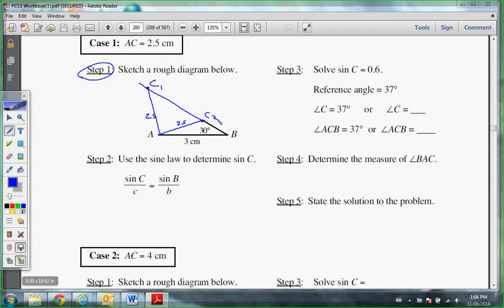Okay, so sine of C, we don't know, but we know little c. Little c is 2.5. Oh, excuse me. C makes 3. This angle makes this side. They make 3, sorry. So sine C over 3, and then sine of 30 over 2.5.